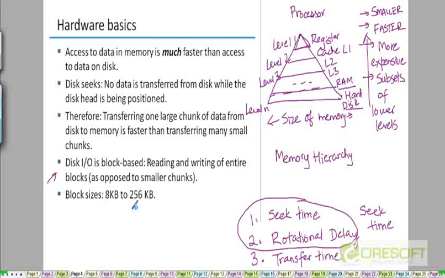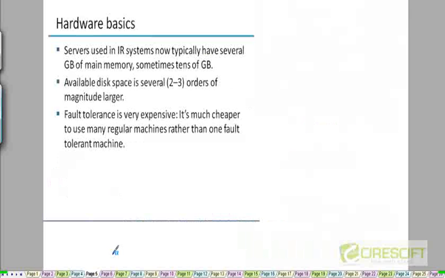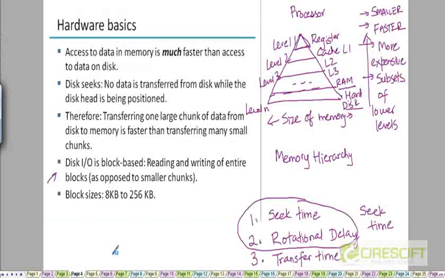And the block sizes typically vary from 8 kilobytes to about 256 kilobytes. And one other thing is the section of main memory into which this data from disk is transferred is called the memory buffer. So this is the portion of the memory into which the data from disk is being written, or the portion of the memory from which data is being written to the disk.